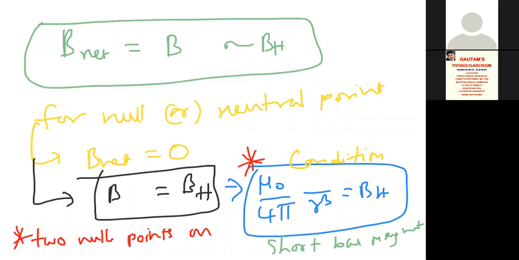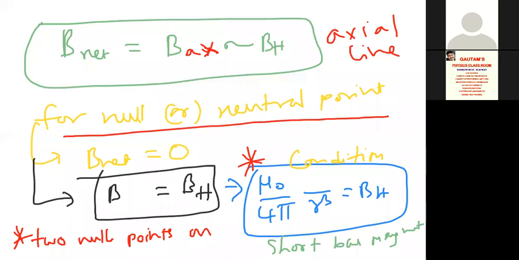Two are opposite. On which line are we discussing? We are discussing the axial line. In the axial line, just now we found B axial is the difference with BH. So B axial minus BH in the axial line. So null point: what is the null point condition? B net must be equal to 0. B net equal to 0 means that B axial must equal BH.